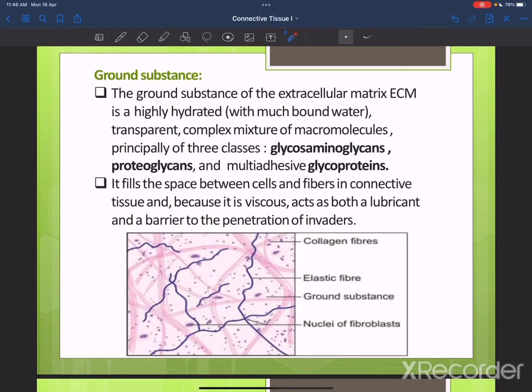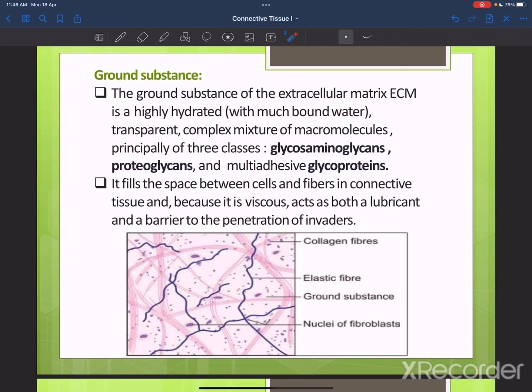The ground substance of the extracellular material is a highly hydrated structure. It is transparent. It's a complex mixture of macromolecules, amino acids, glycosaminoglycans, proteoglycans, and glycoproteins. For example, you may be asked what the macromolecules of the ground substance are: glycosaminoglycans, proteoglycans, and glycoproteins.